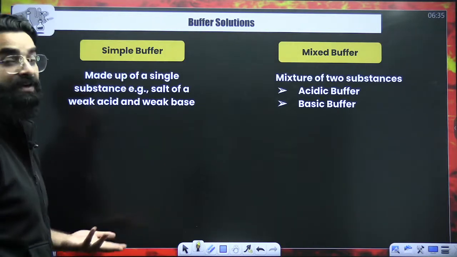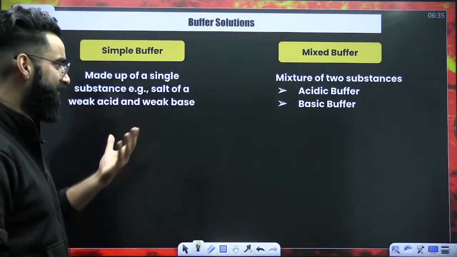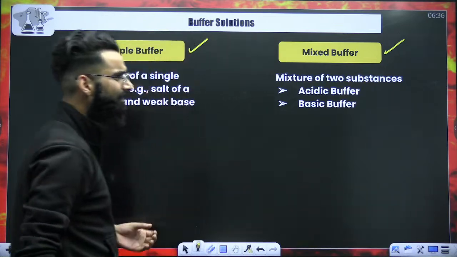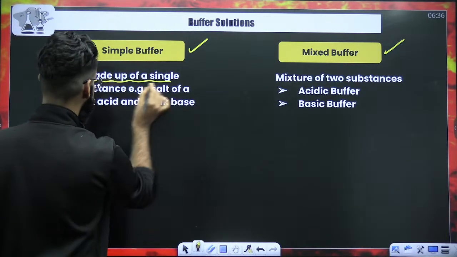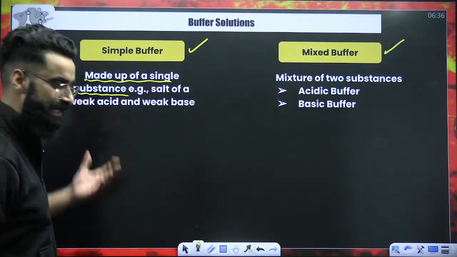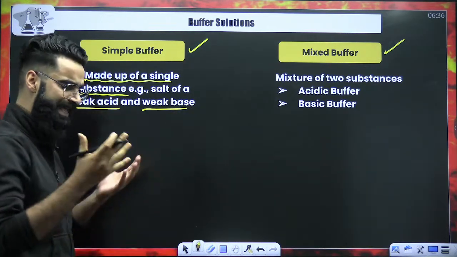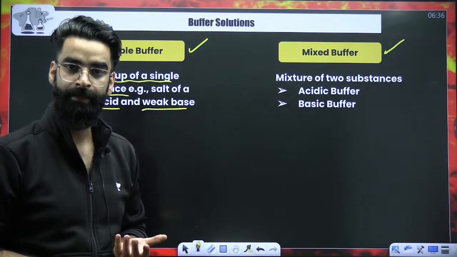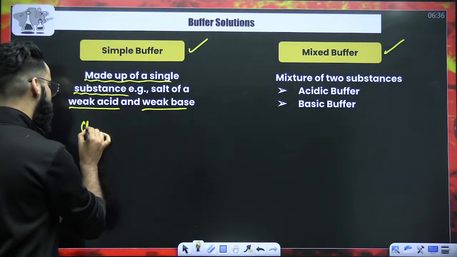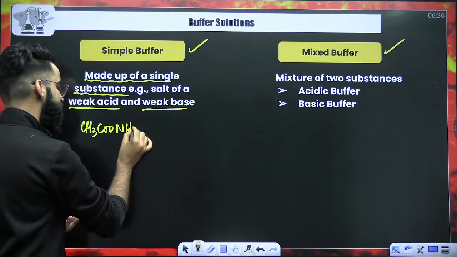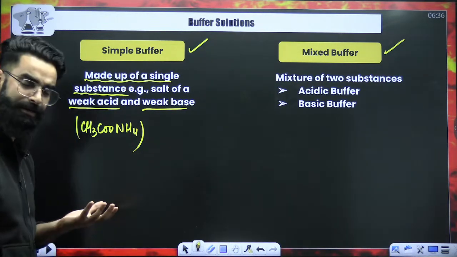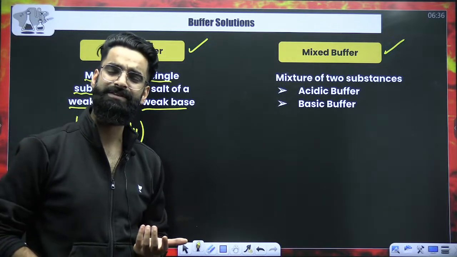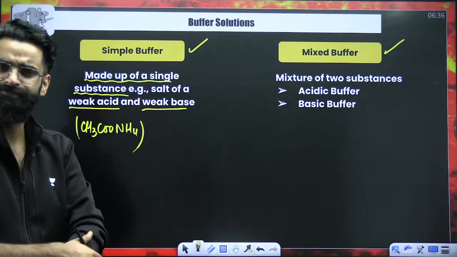Now, before making you understand why exactly it happens, let me first of all tell you what the different types of buffers are. Well, we have got two types of buffers basically in our syllabus which we have to study. One is simple buffer, one is mixed buffer. A simple buffer is made up of a single substance. For example, you have got a salt of weak acid and weak base. If you take a salt of weak acid and weak base in the container, it will behave like a buffer. For example, CH3COONH4. This is the salt of a weak acid and weak base. If you put it in a container, you'll find its pH won't significantly change upon the addition of a small amount of acid or base, right? So it's behaving like a buffer.